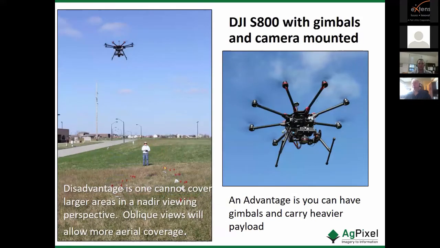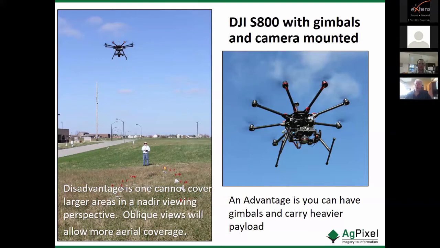Here's a close-up of the multi-rotor. One of the advantages of the multi-rotor is you can usually carry more weight. You see a camera here attached to a gimbal on this multi-rotor, which helps you keep the camera pointing straight down. Whether it's pointing straight down or not is not absolutely critical, because the software nowadays will allow you to factor out some of the oblique viewing angles that you might get.